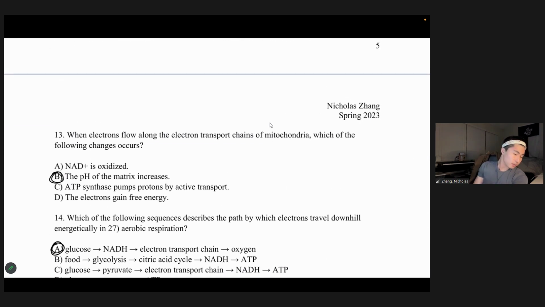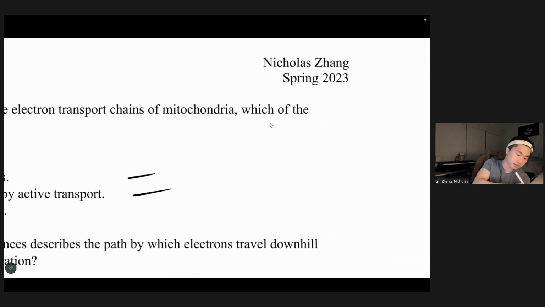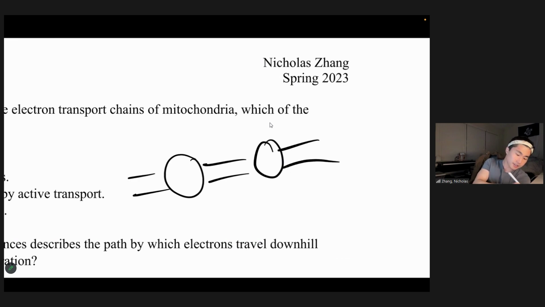Cool. When electrons flow along the electron transport chain of mitochondria, which of the following changes occurs? So basically, if we draw out two complexes, and then I should label it as well, the intermembrane space and the matrix, right?